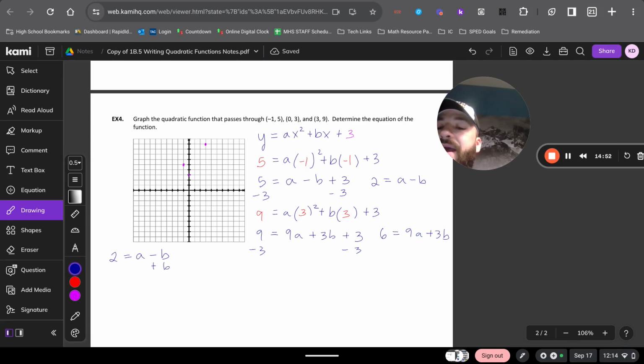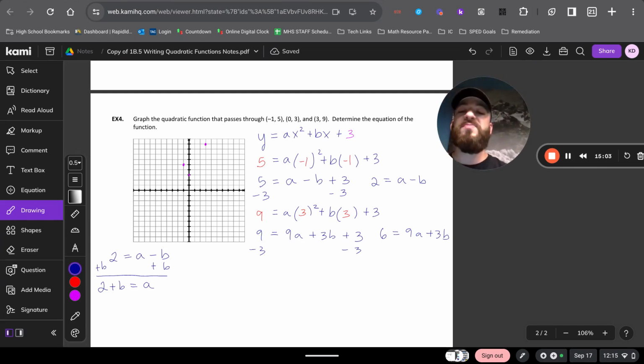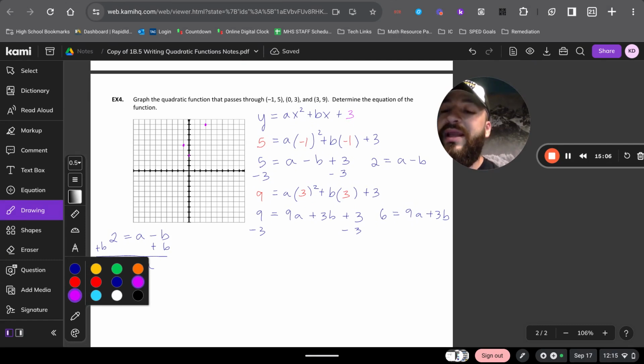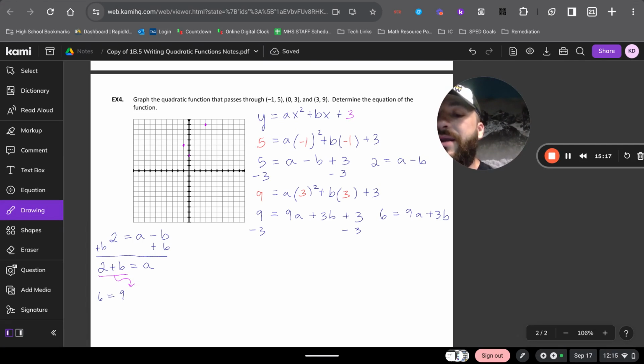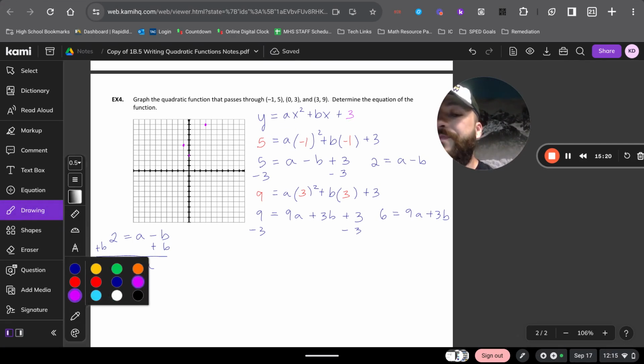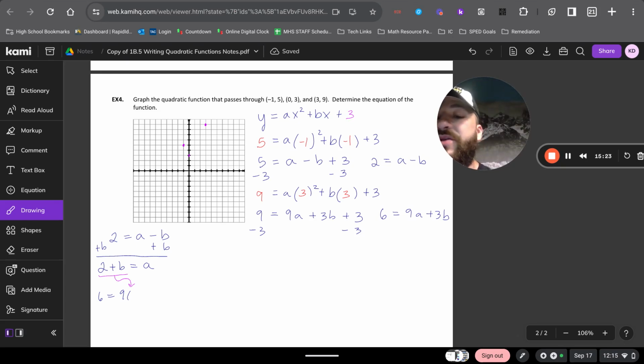So I'm going to add b and add b. So we get 2 plus b is equal to a. Okay, and then I can take that equation, 2 plus b is equal to a, and I can plug it in to my other equation, which is 6 is equal to 9 parentheses, and then instead of a, I'm going to do 2 plus b, and then, of course, plus 3b.